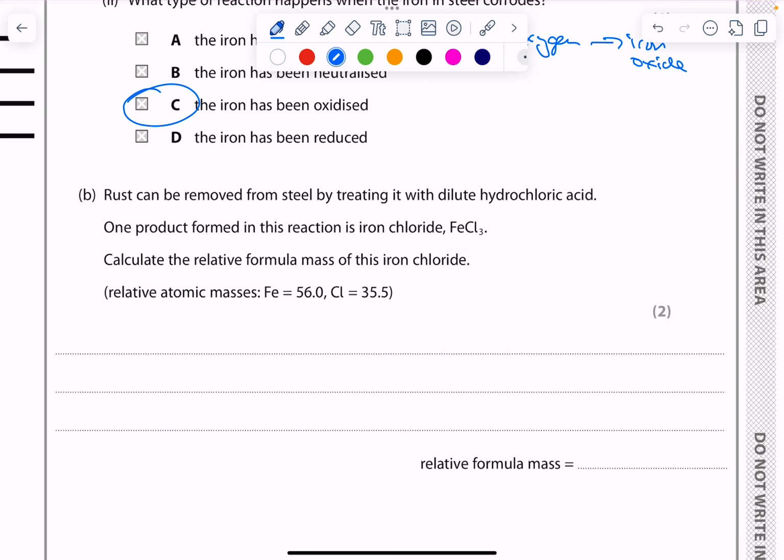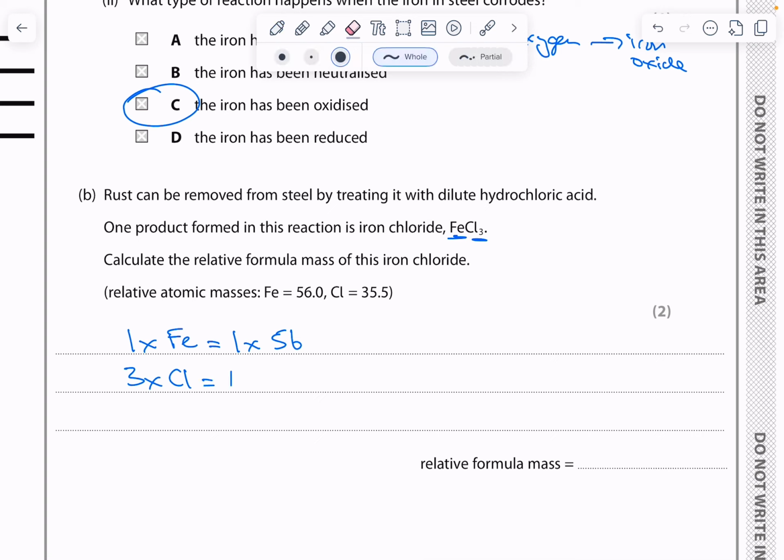Rust can be removed by treating it. One product formed is iron 3 chloride. Calculate the relative molar mass of this. So in this formula, we have got one atom of iron and we've got 3 atoms of chlorine. So one lot of iron is 56. Three lots of chlorine is 3 times 35.5.